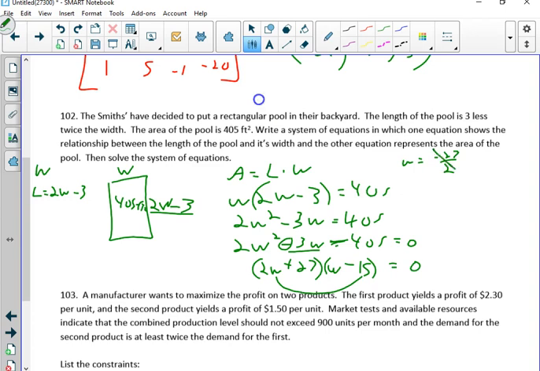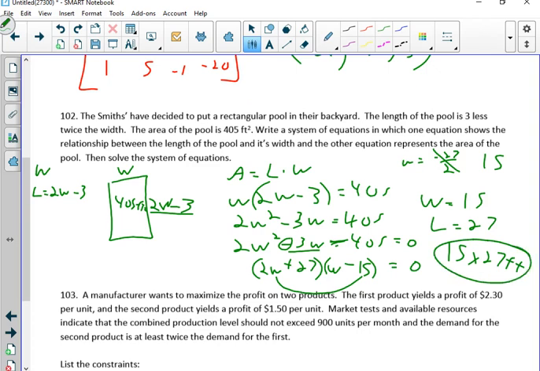And we cannot have a negative measurement. Or W minus 15, 15. So the width is 15 and the length is 2 times 15, 30, minus 3, 27, which we already knew from the calculator. By 27 feet.